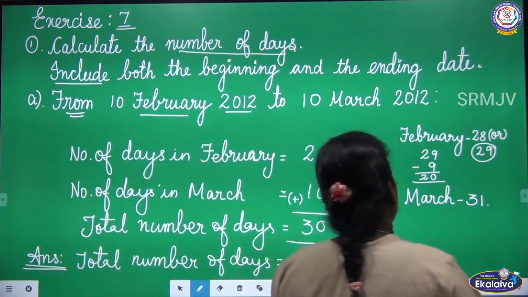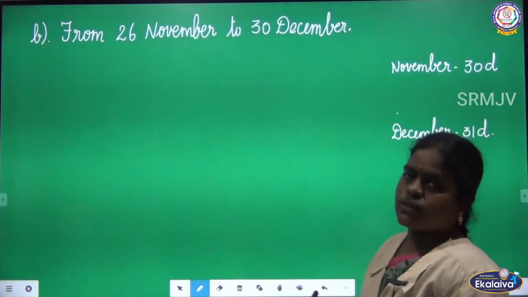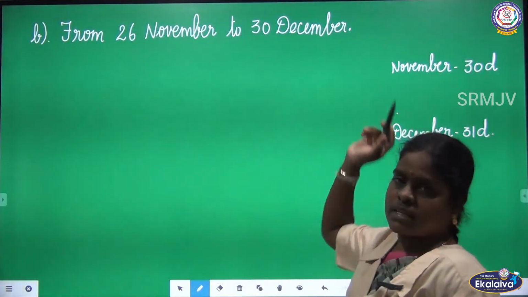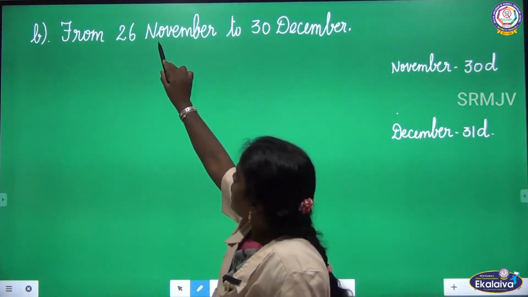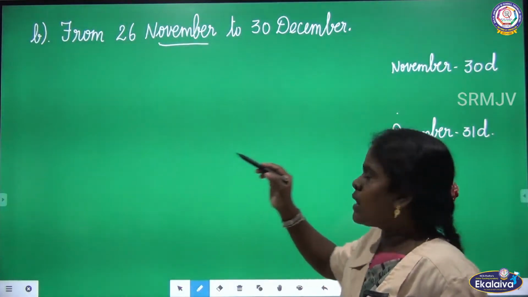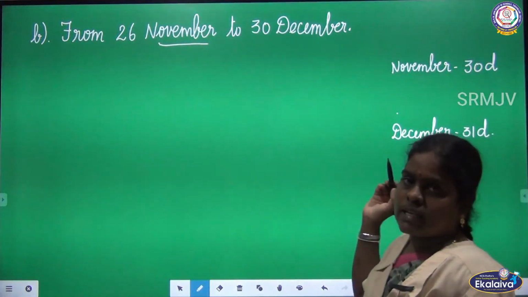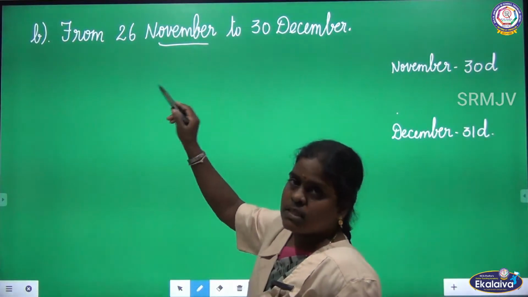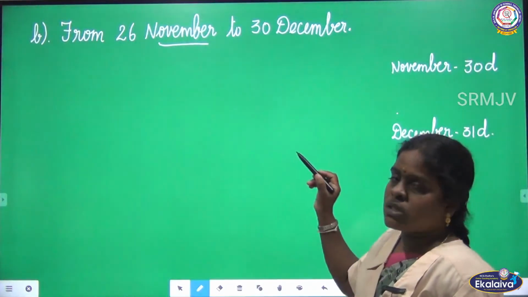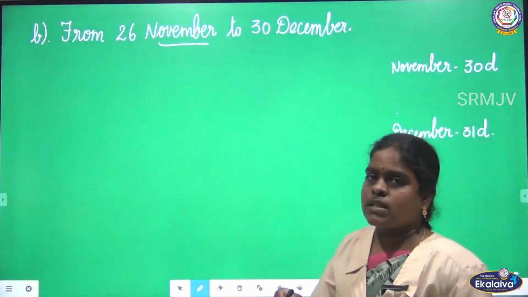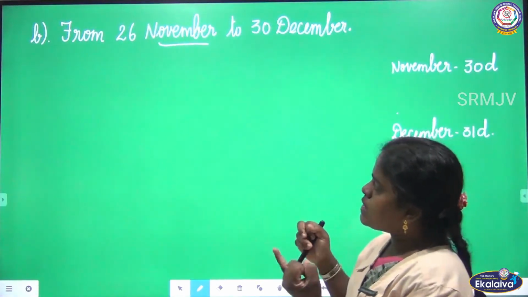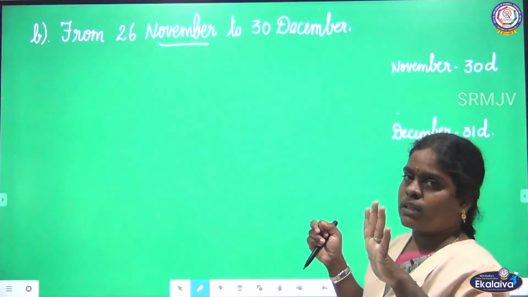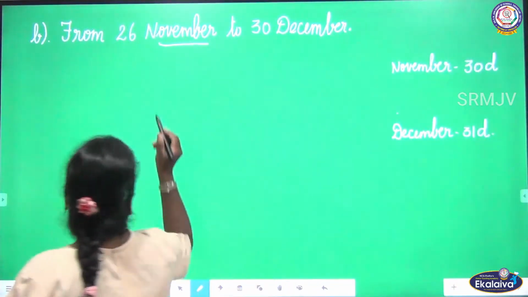Shall we move to the next? Look at the next question. From 26 November to 30 December. So first we want to find how many days in November month. We know that there are 30 days in the November month. Listen children, we have to include 26th November also. You just count the number of days from 26 to 30. 26, 27, 28, 29 and 30. So we have 5 days in November month.